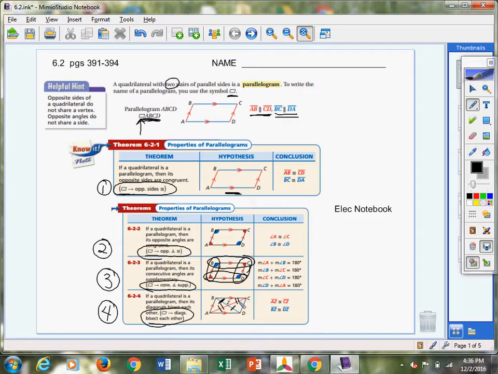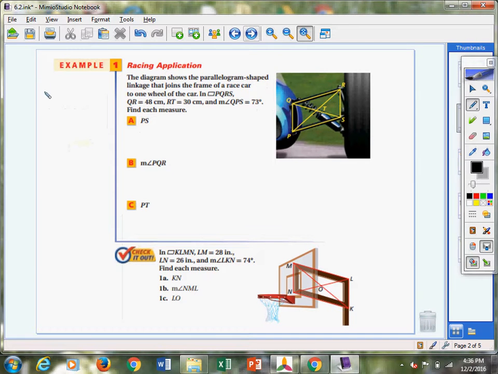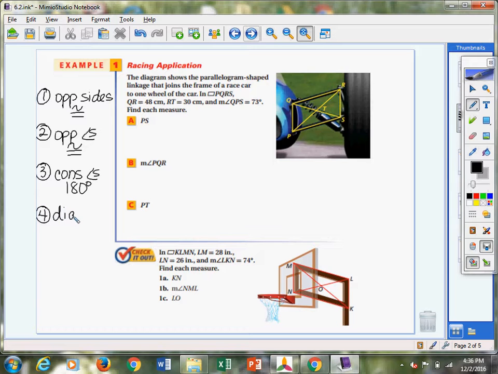So that's what we want to bring to this next page, this understanding that there are four things that are true about parallelograms. Opposite sides are congruent, opposite angles are congruent, consecutive angles are 180 degrees total, supplementary. And then the last one, that their diagonals bisect each other. That's what you need to remember is true about parallelograms.